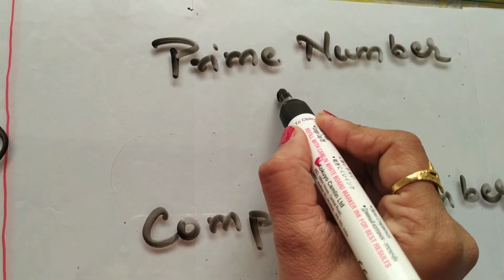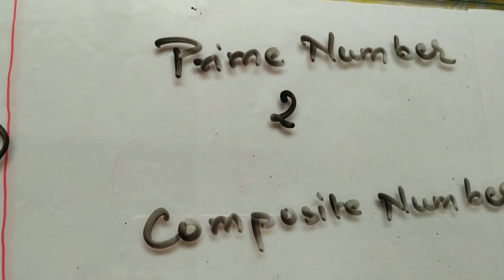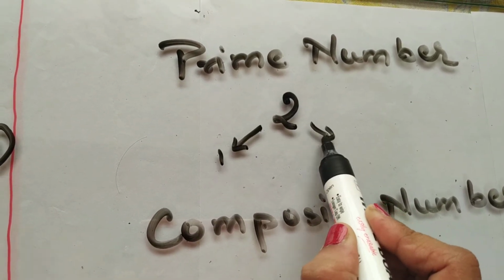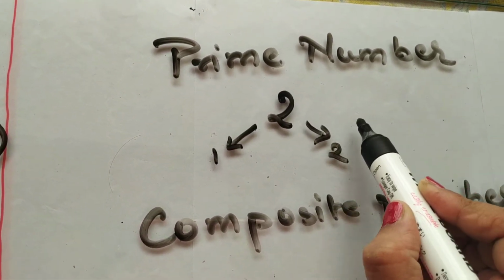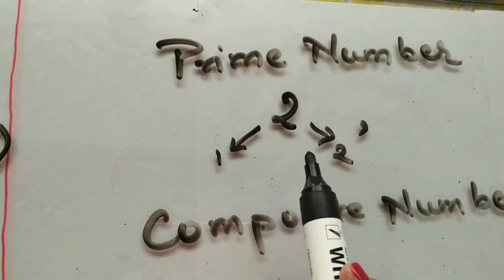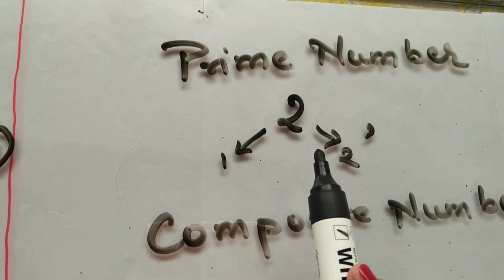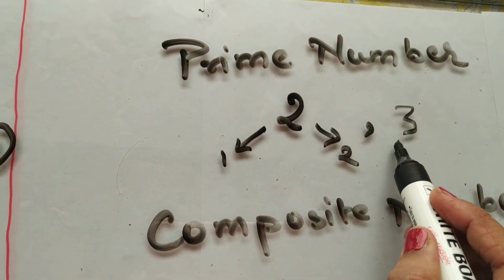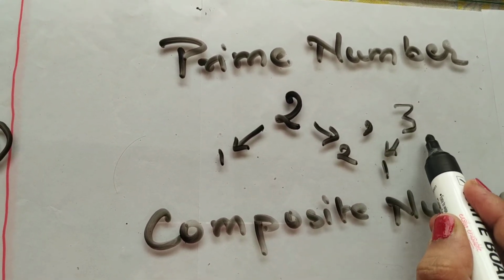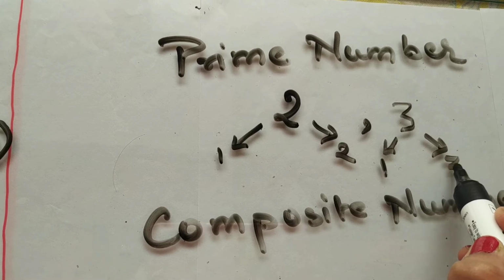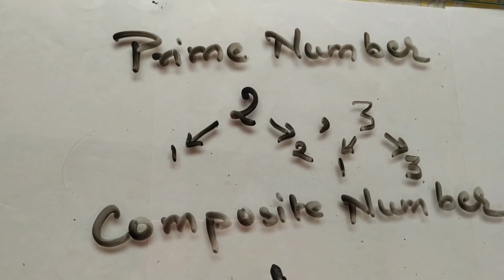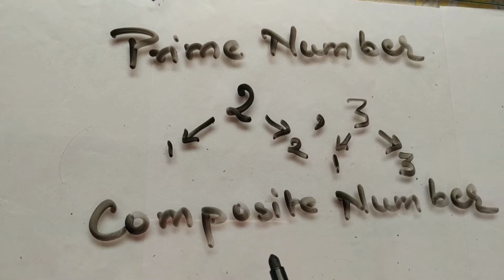For example, 2. 2 is divisible by 1 and 2. No other number can divide 2. So, 2 is a prime number. Now, 3. 3 is divisible by 1. 3 is divisible by 3. No other number can divide 3, so 3 is a prime number.